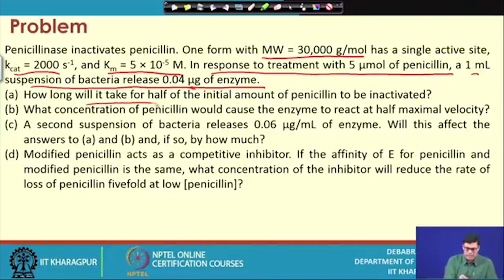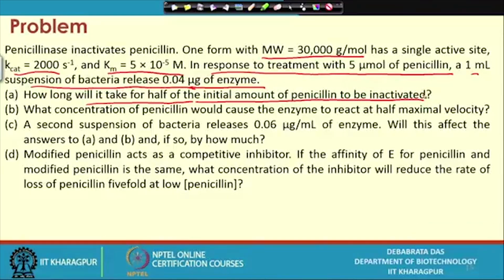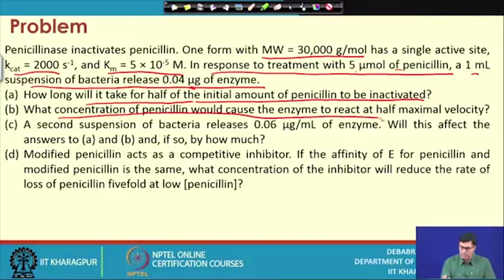How long will it take for half of the initial amount of penicillin to be inactivated? That means you have to find the time required to remove half of the penicillin, to degrade half of the penicillin. That is what we shall have to find out. The initial penicillin concentration was 5 millimolars. Then what is the concentration of penicillin that causes the enzyme to react at half maximum velocity?